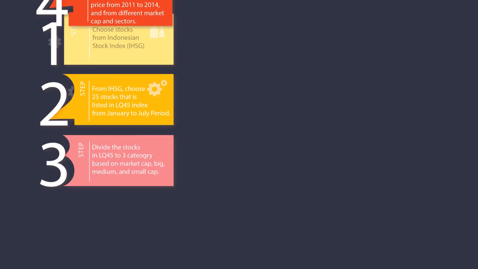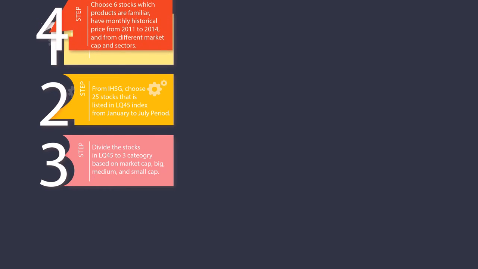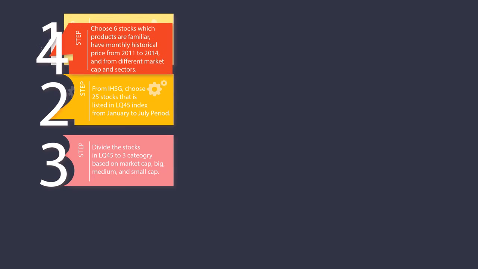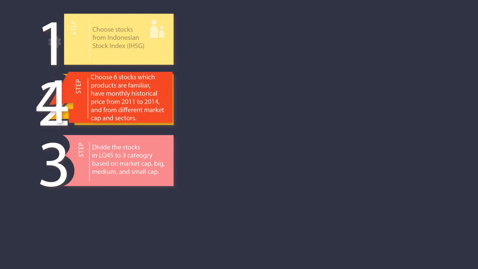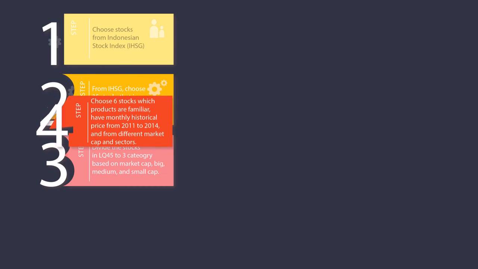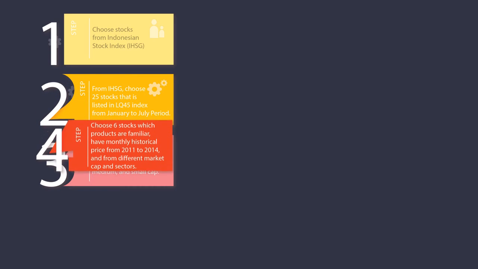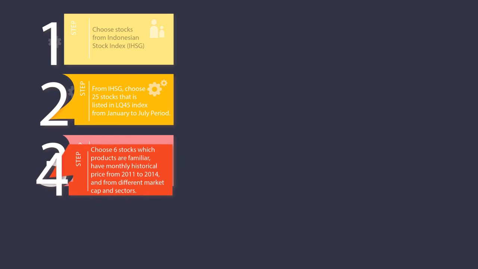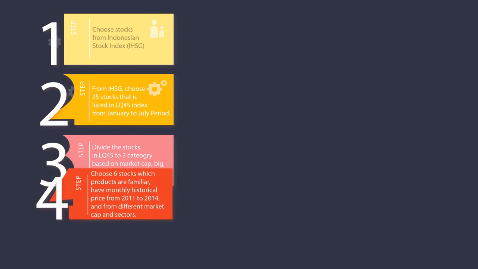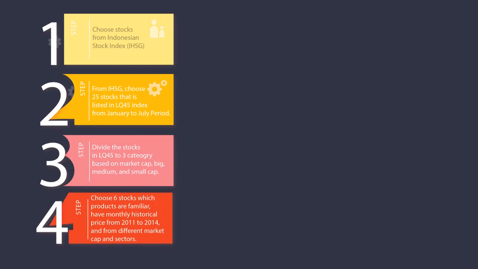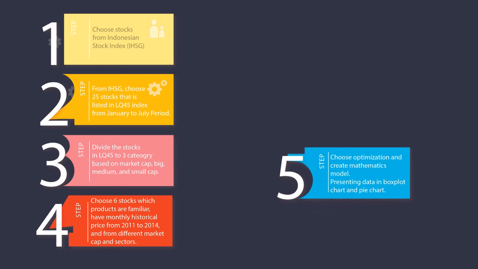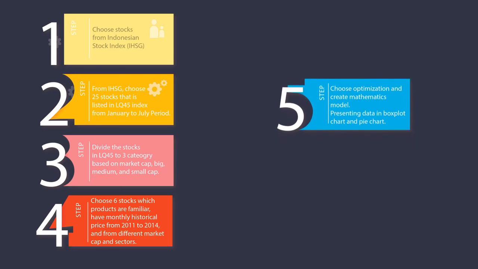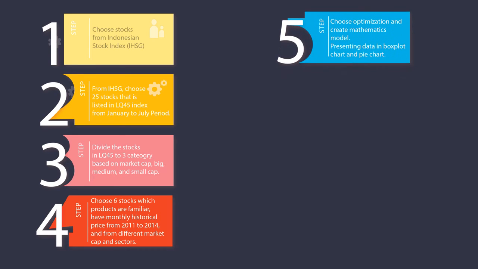Fourth, they chose 6 stocks which company produced product that they are familiar with. The stocks had to have monthly historical prices from 2011 until 2014. The stocks also had to come from different sectors and market capitalization. Fifth, each of the team members chose one optimization and create their mathematical models. Then, they had to present the data in box plot and pie chart.